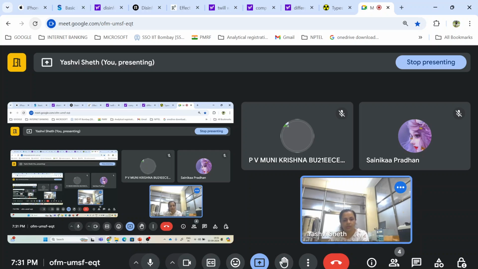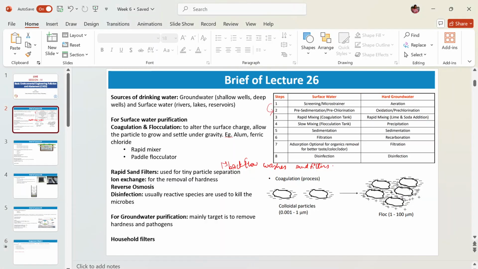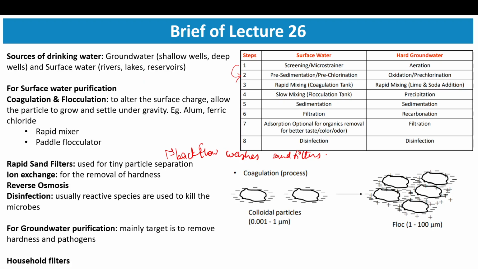So, hardness is because of the presence of ions that include Ca2+, Mg2+, and some others.